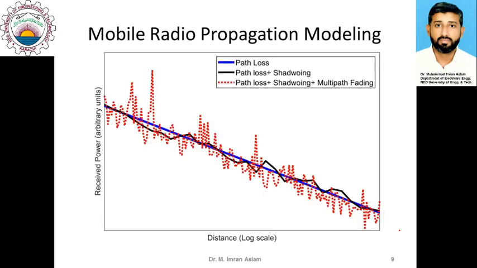This is a graphical illustration of these three different phenomena. This blue line here is showing the path loss, and you can see that it's kind of deterministic, gradually decreasing, because as we go away from the transmitter, the received power strength decreases. So this can be calculated from measurement or a theoretical formula.